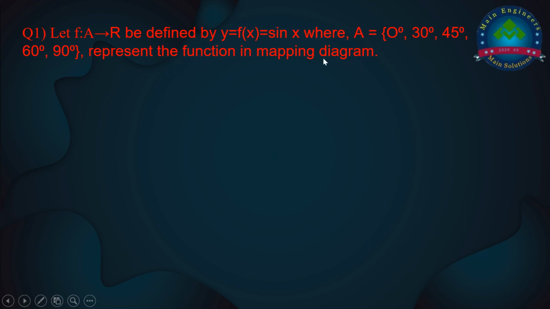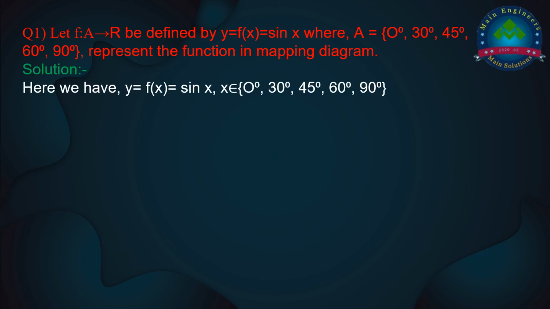So what is our input? Our input is 0, 30, 45, 60 and 90, and we are going to put the values in and get the output, and then we will represent that input and output in the mapping diagram. So let's solve this question. Here we have y is equal to f(x) is equal to sin x, where x is a member of 0, 30, 45, 60 and 90.